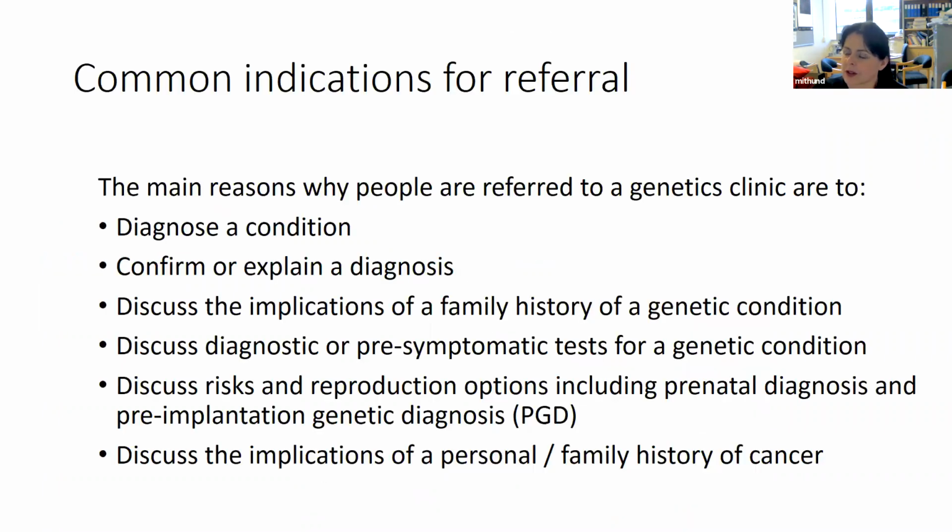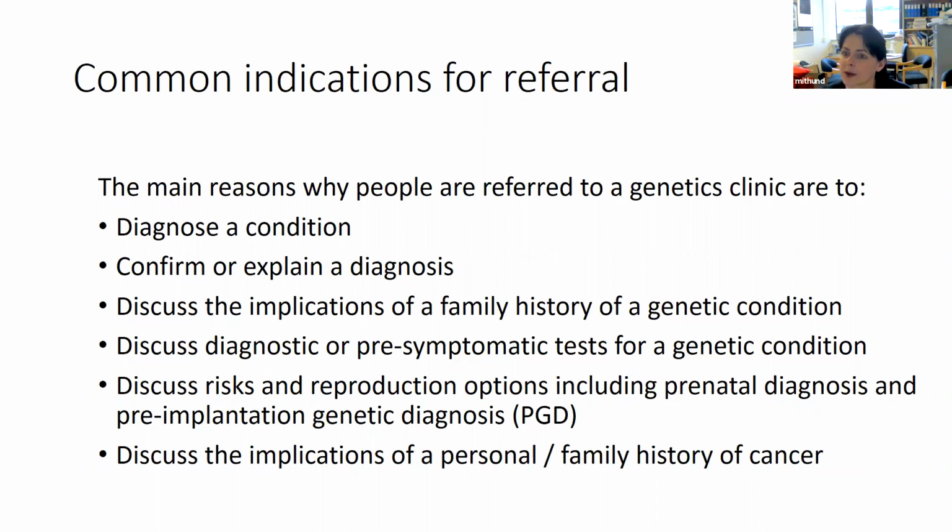Why do people get referred to genetic counsellors or genetic consultants? Mostly for diagnosis of a condition. If you wanted confirmation that a patient had a genetic condition, you'd refer them to explain or confirm a diagnosis. Then there are implications of a family history, in terms of taking specific actions with your health, particularly if it's something to do with a cancer risk, maybe. Also to discuss diagnostic and pre-symptomatic tests for a genetic condition.